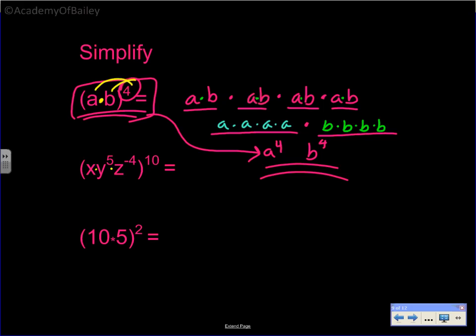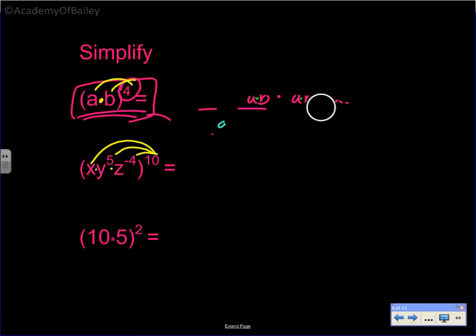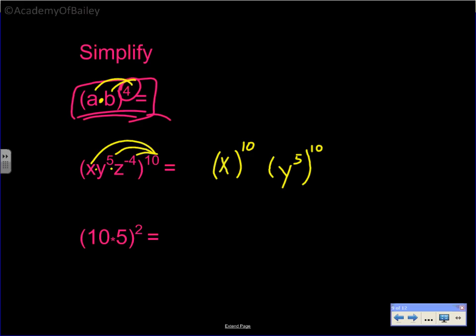Since we have multiplication in there between x, y, and z, we're going to put the 10 with the x, the 10 here, and the 10 there. Let me erase the previous example here for you. If you need it, pause the video and write it down. Okay, so let's look here. We're going to have x to the 10th power. We're going to have y to the 5th power raised to the 10th power, and we're going to have z to the negative 4th power raised to the 10th power.